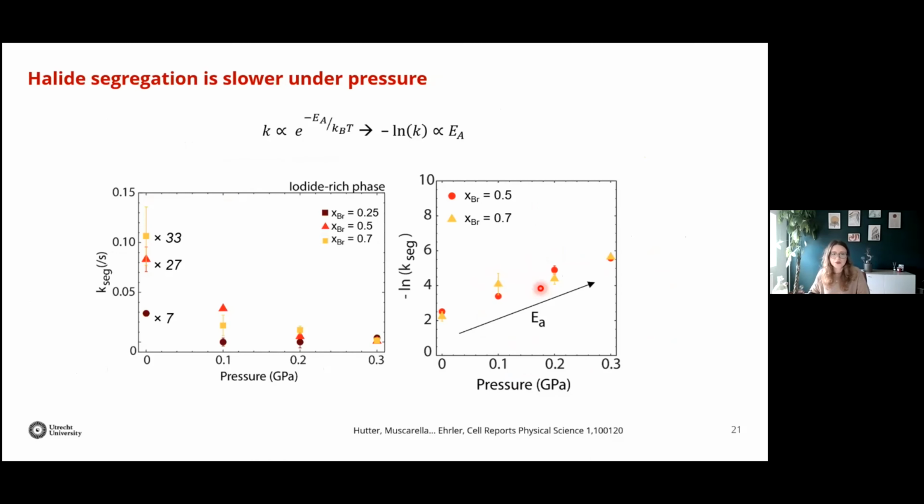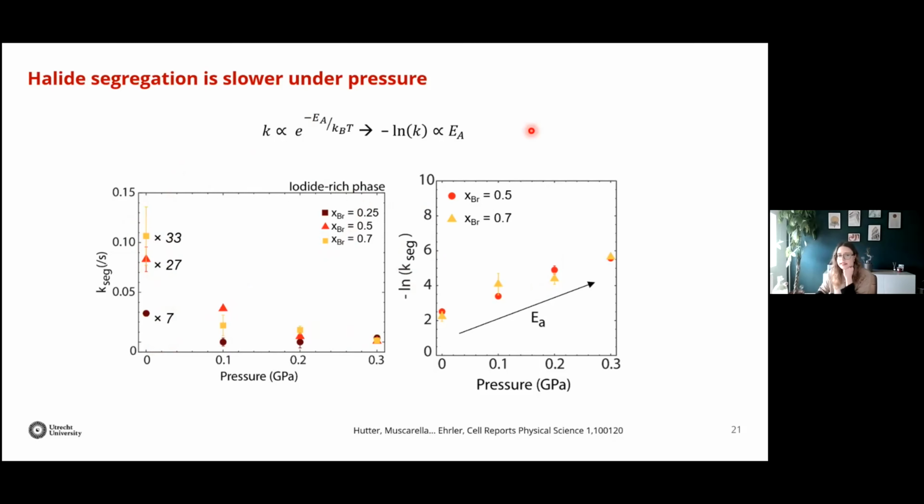So finally, we also had a look at the kinetic traces, because as I showed you before, the kinetics was quite different as a function of pressure. In particular, you can see that for all of these compositions that we have studied, the rate of phase segregation is much faster at low pressure. And that's basically the same for all of them.